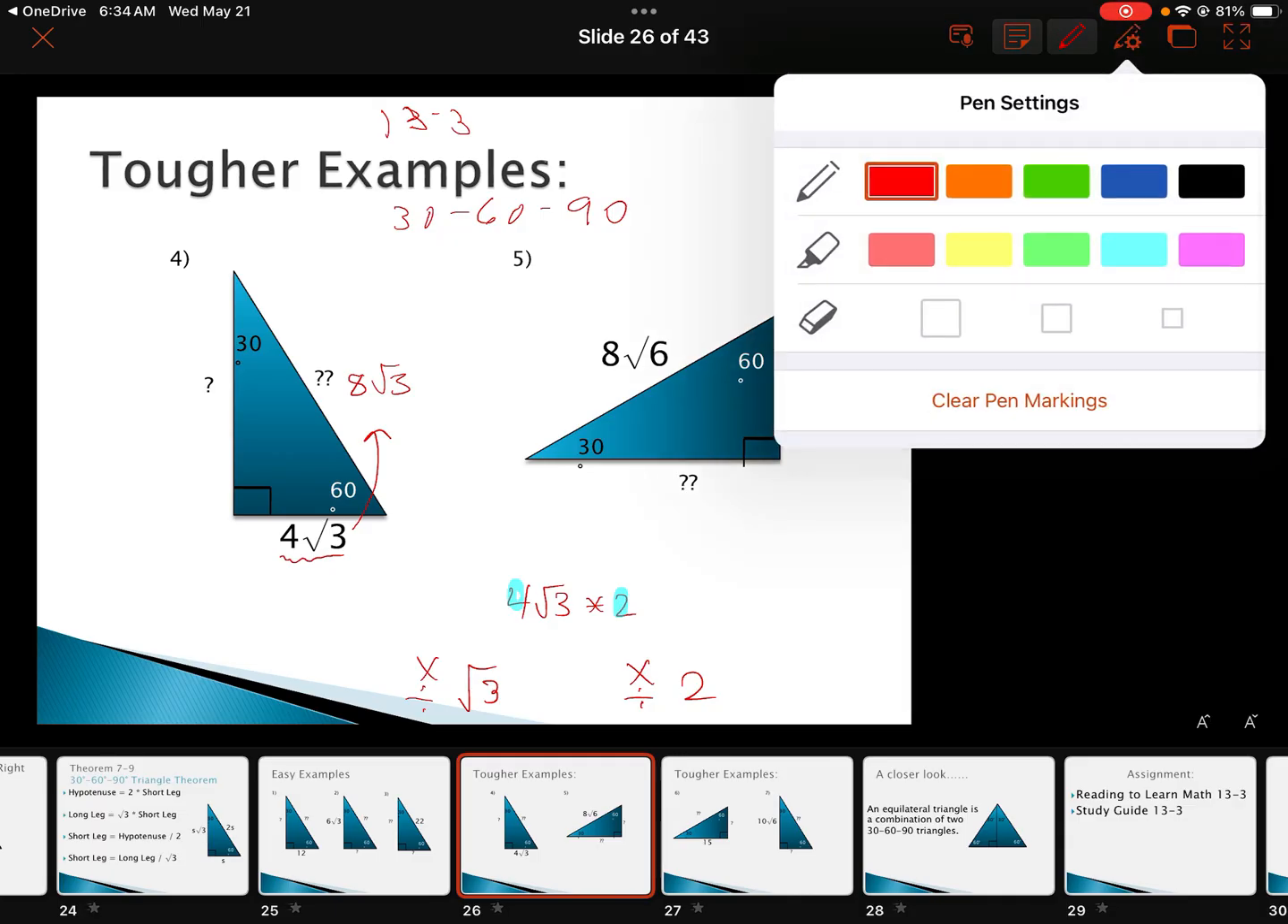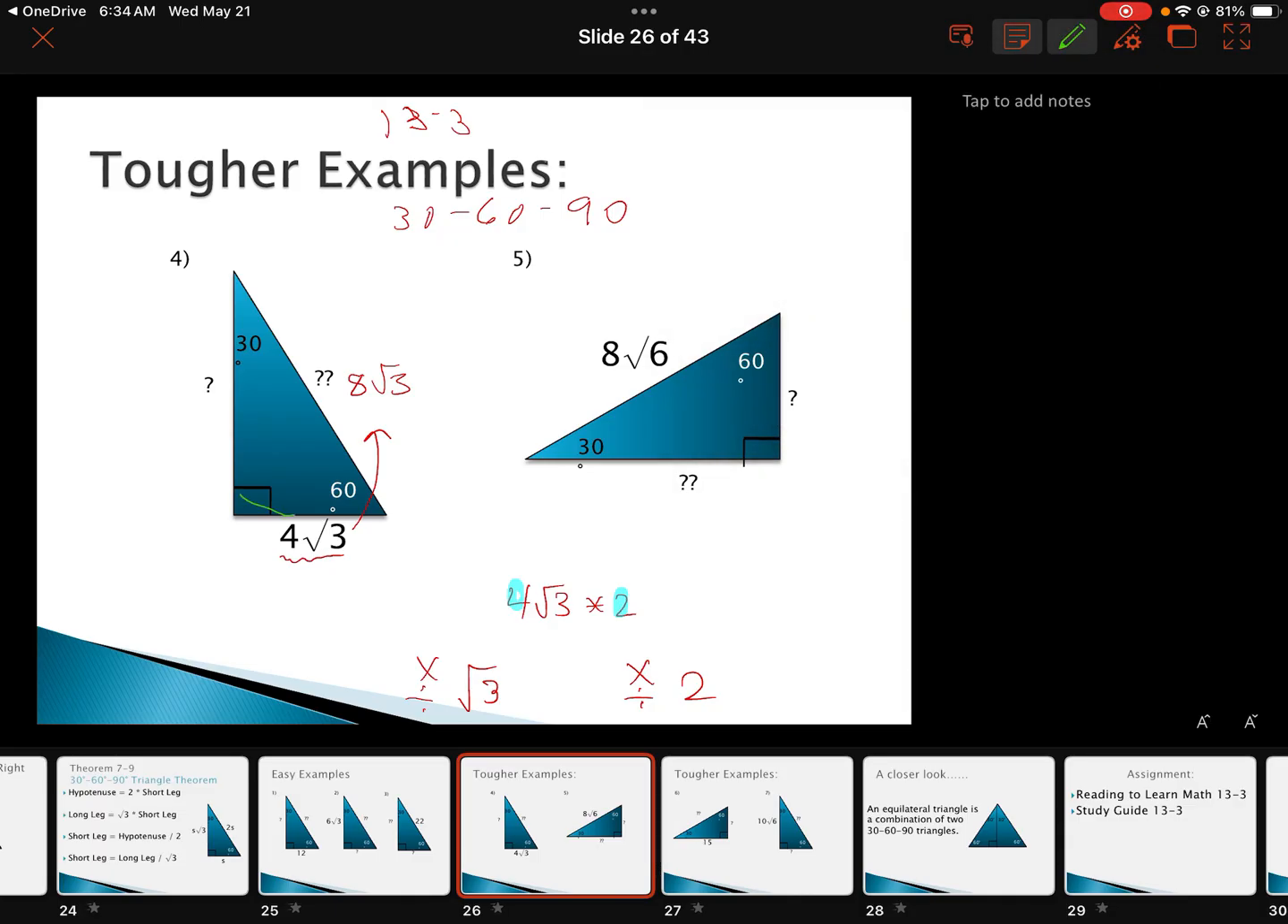Now, you've got to do the same thing with your short leg to find the long leg, except we're going to multiply by the other number, the square root of 3. What is 4 square roots of 3 times the square root of 3? Remember that little trick. Find the two numbers that look alike. See how the square root of 3 and the square root of 3 both have radicals? We know that the square root of 3 times the square root of 3 is just 3. So 4 times 3 is 12.